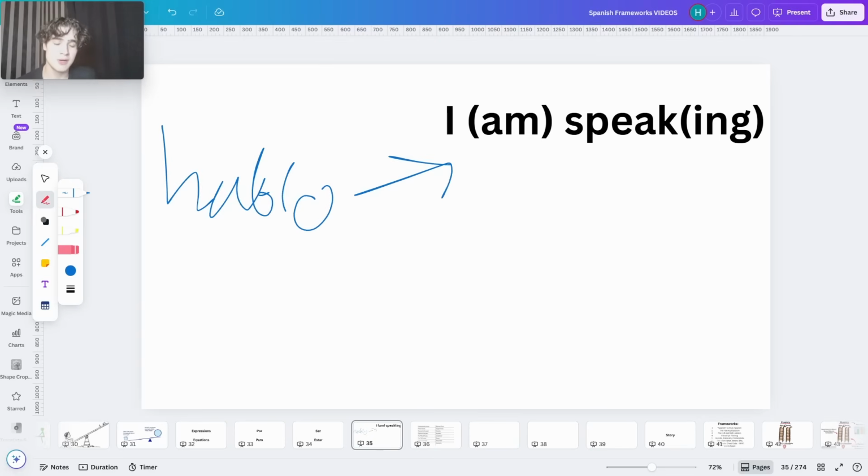In fact, you might have heard of voy a, which means I am going to. It's proven right there. Voy means I am going. Okay, voy is the present tense though. And so voy means I go or I'm going, in the same way that hablo means I speak or I'm speaking.